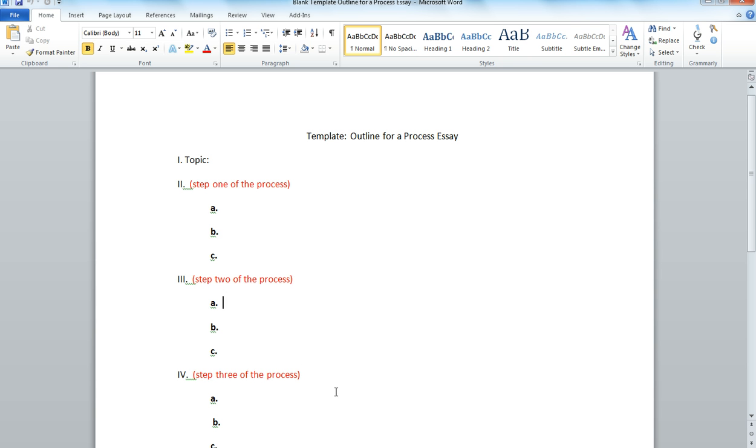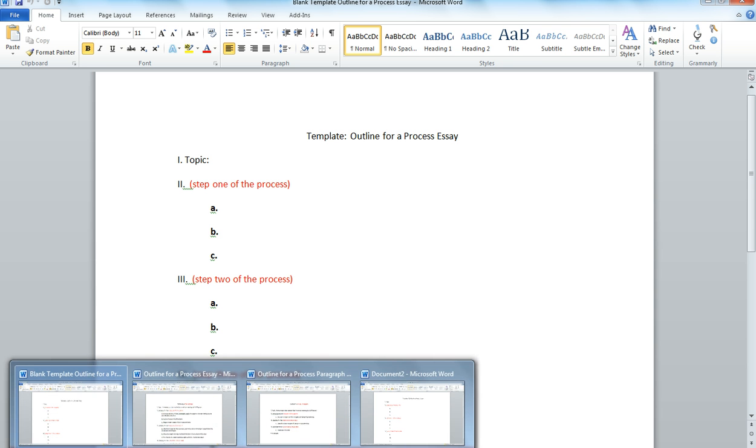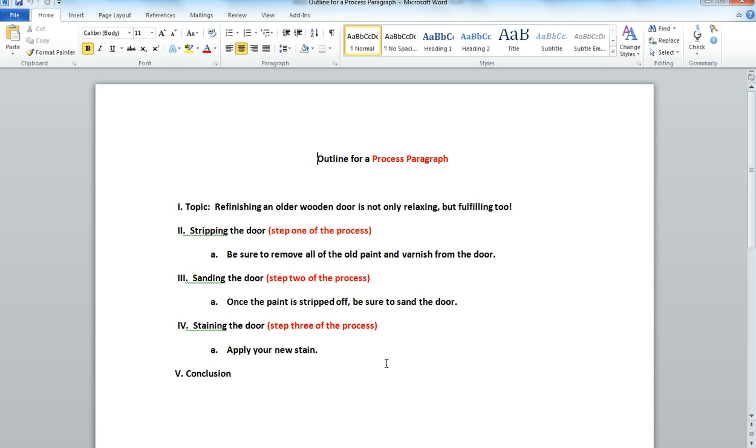Let's say back in week 2 you wrote a process paragraph on stripping and refinishing an old wooden door. You may have written just a few sentences on how to strip the door, sand the door, and stain the door. You probably didn't go into enough detail. Today, this week, you are going to work on creating an outline to turn this paragraph into a 5-paragraph essay.